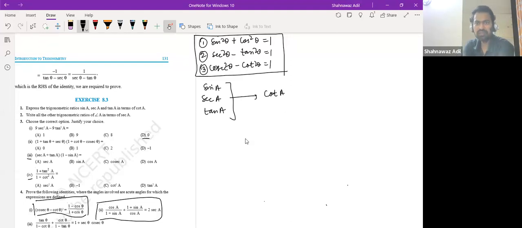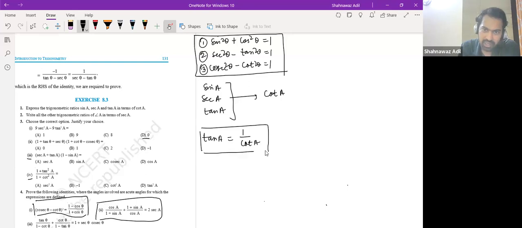So which one can I directly write? Tan A, right? So good. Tan A I can directly write as 1 by cot A. Okay, good. So now this is completed. And we have these three identities, right? So from these three, in which do I have the cot theta?